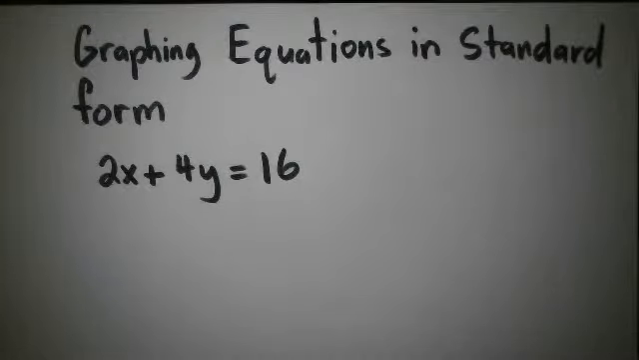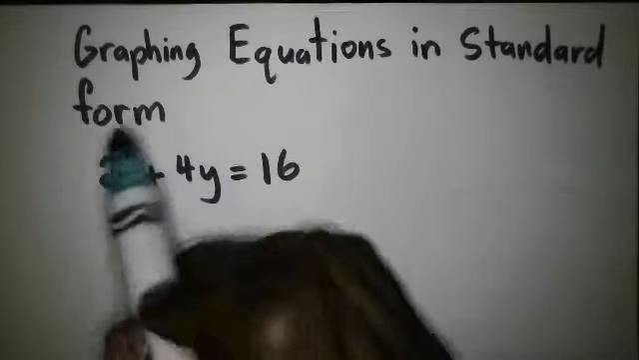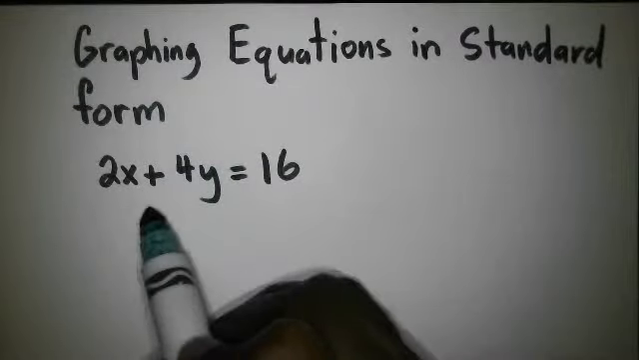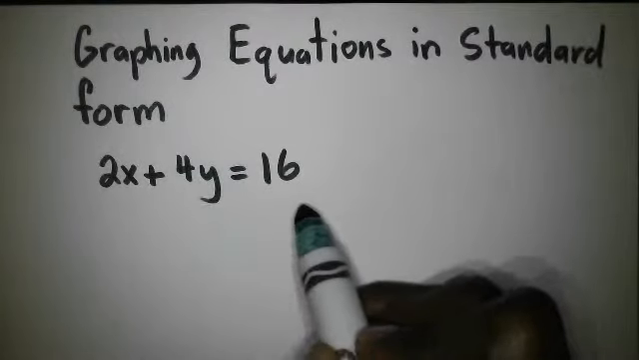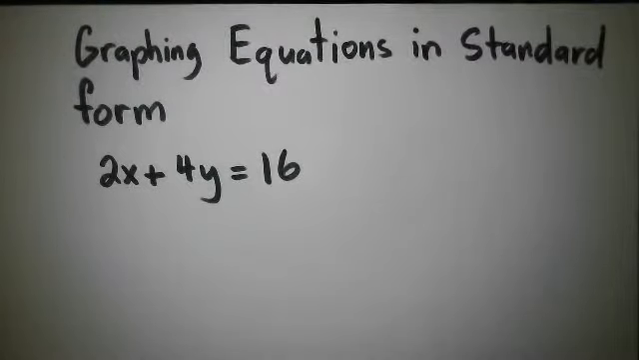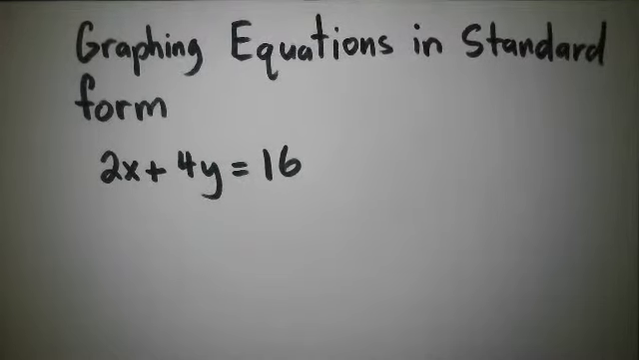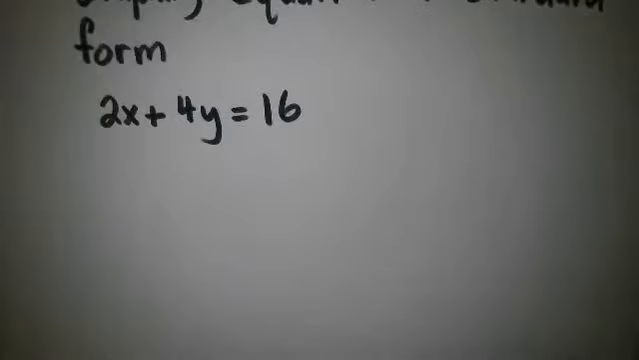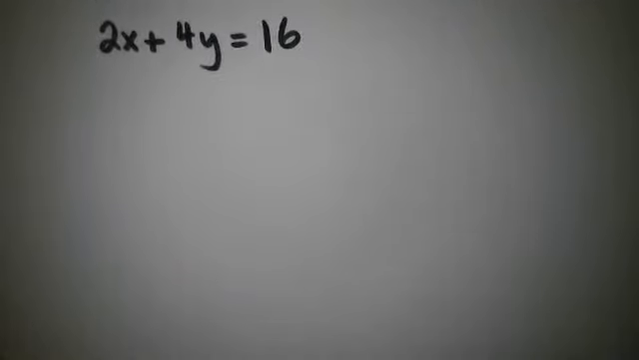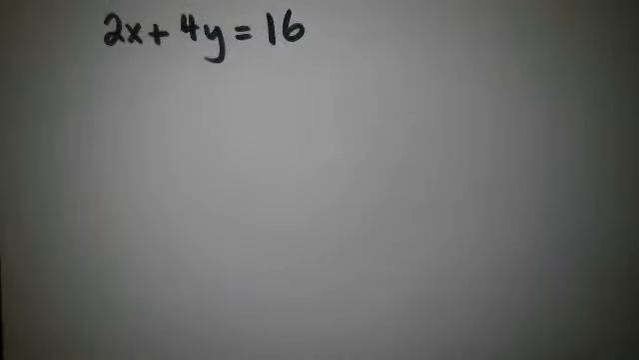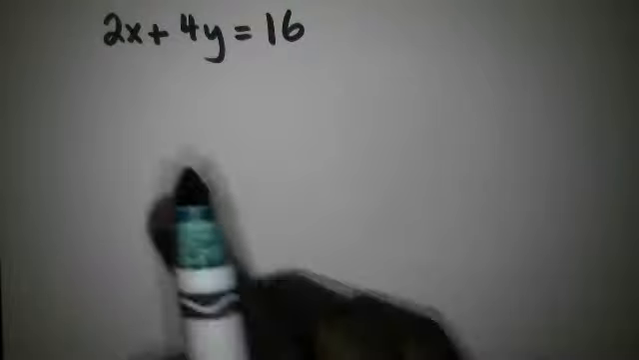Hey everybody, what we're going to do today is graph an equation in standard form. We have it here: 2x plus 4y equals 16. In order for us to graph the equation in standard form, we have to find the intercepts. Because it is in standard form, we can find both the x and the y-intercept, and I'm going to show you how.